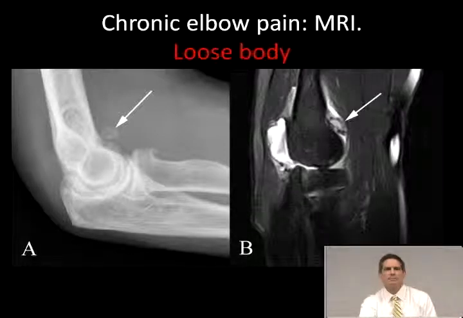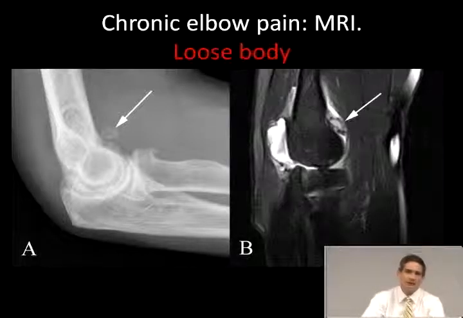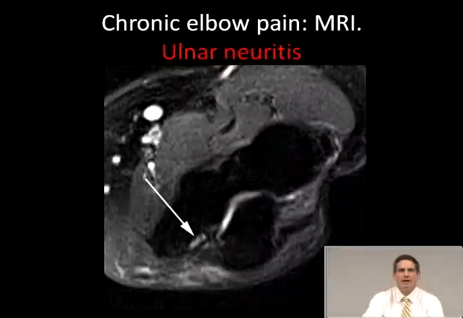This picture is a 54-year-old man with elbow pain, and image A has an arrow on the loose body anterior to the humerus, and image B is an MR sagittal, sort of correlative image with an arrow on the loose body in fluid. All right.